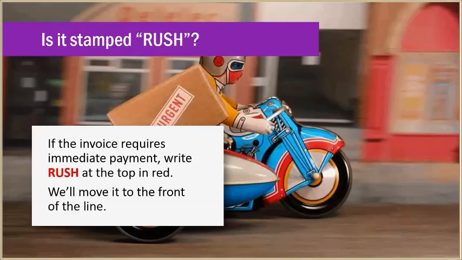Is it a rush payment? So these are critical payments that are going to be actually put to the front of the line of invoices that need to be processed. And we identify these when it says rush at the top in red. It's very important to do that so we know to process that payment right away. And also as a note, we want to emphasize that these kind of invoices that are stamped rush are really the exception to the rule on how we process. So please, when submitting your invoices, don't stamp everything rush.